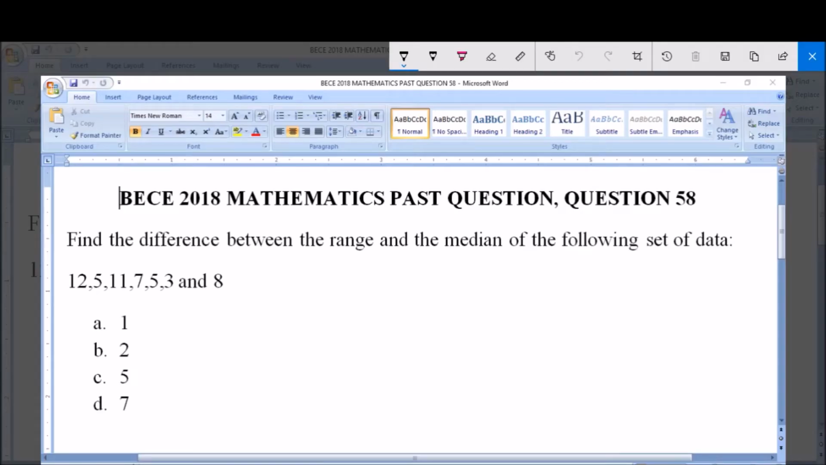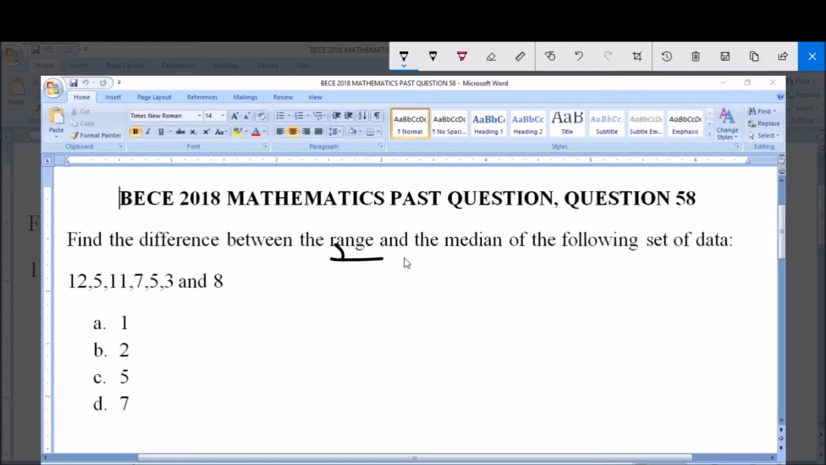Today we're going to be dealing with BECE 2018 Mathematics Past question 58. Find the difference between the range and the median of the following set of data. We have 12, 5, 11, 7, 5, 3 and 8. And the options given are 1, that's for A, then B we have 2, C we have 5 and D we have 7.